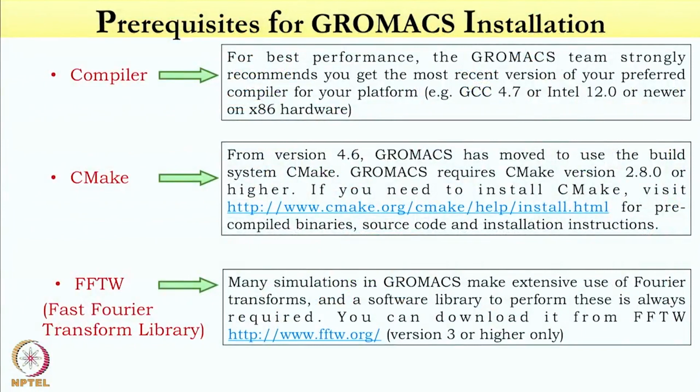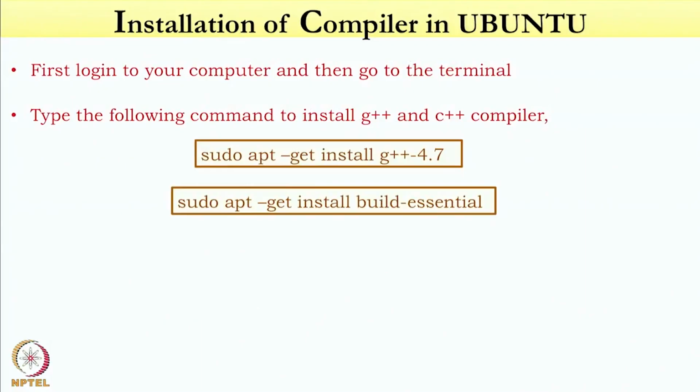Okay. So to install Gromacs on your machine, there are 3 things that are required. First you have to have a compiler, that is the G++ compiler. Then we have to have CMake, and we have to have FFTW also. All these are free and can be downloaded from the website links given in the slide. So first we'll have to install the compiler, say in Ubuntu. To install it, just type the command sudo apt-get install g++-4.7. It will automatically get installed on your PC.